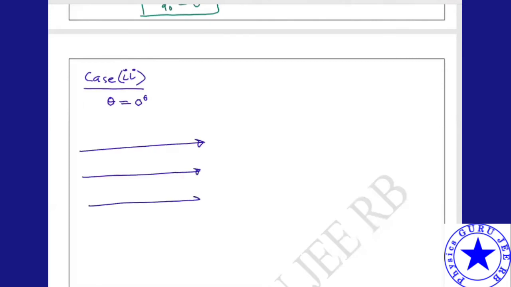Let me take up case 2. In case 2, theta is equal to 0. This is an important condition. What is the meaning of theta equal to 0? That means if I take a uniform electric field and place a dipole such that theta will be 0 degrees to it, let me place the negative charge here and the positive charge here.